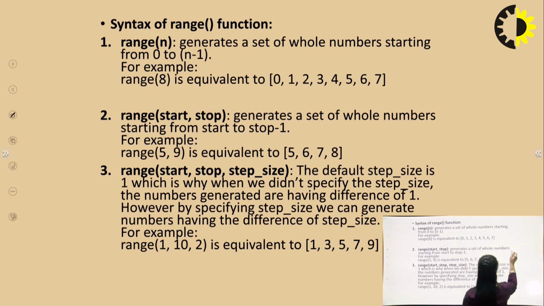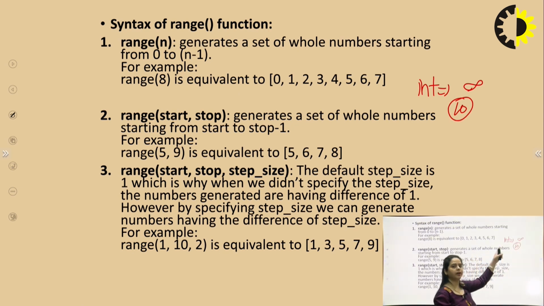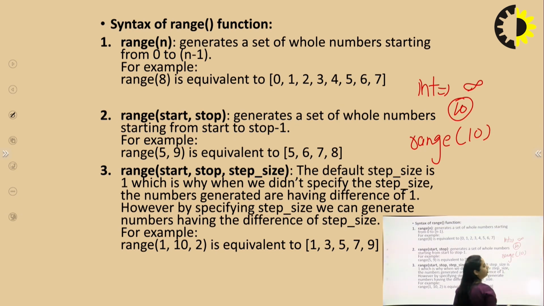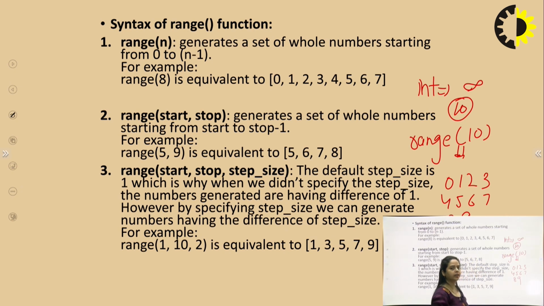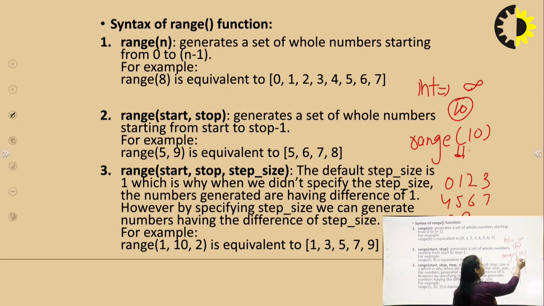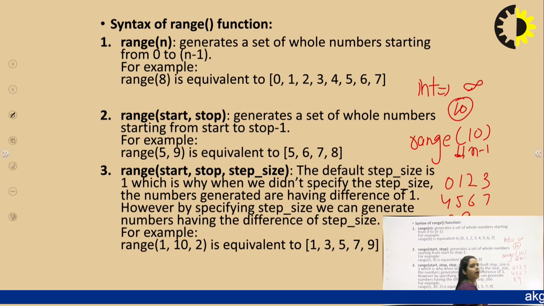First, the domain of integers is infinite, but if I want only the initial 10 numbers from this infinite domain, I will use the range function like range(10). The output of range(10) will be 0, 1, 2, 3, 4, 5, 6, 7, 8, 9. Why 9? Why not 10? Because the range function works from 0 to n minus 1. So this will work till 9.